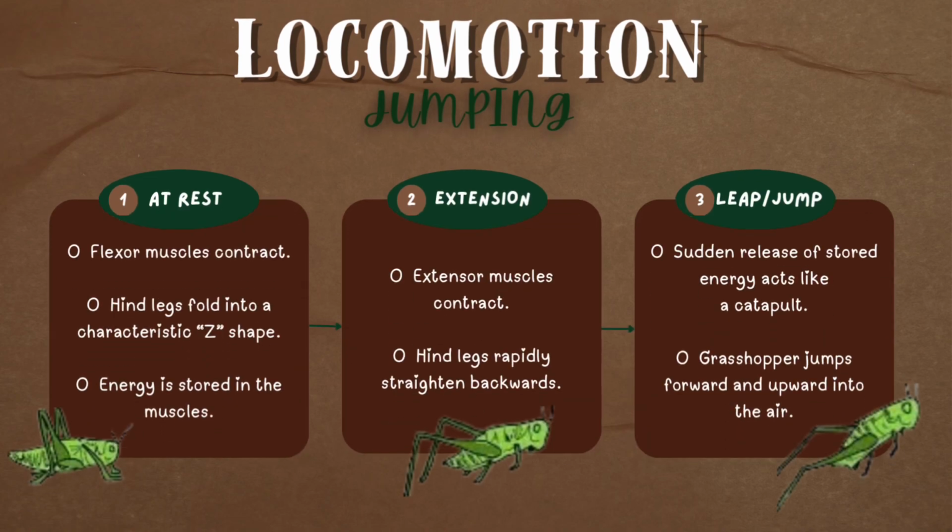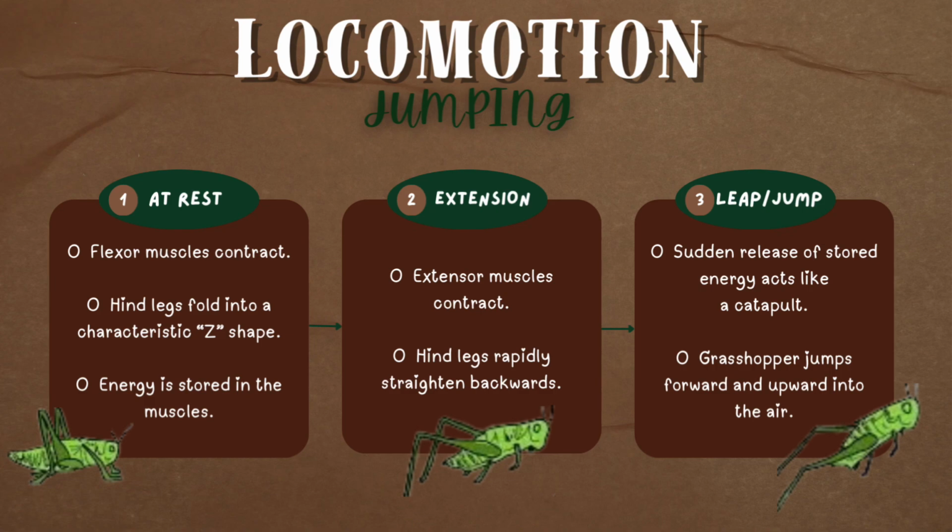Next, we will see how grasshopper is jumping. Grasshoppers use a special kind of movement called saltatory locomotion, which means jumping. Let's start from the beginning. When a grasshopper is at rest, the flexor muscle contracts. Hind legs bend into a characteristic Z shape. Energy is stored in the muscle. Think like pulling down a spring. The more you bend it, the more energy is stored.